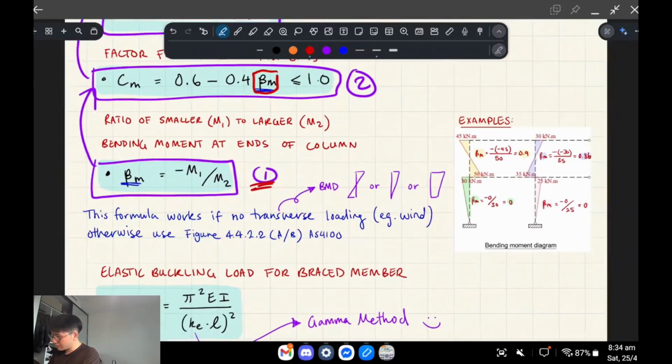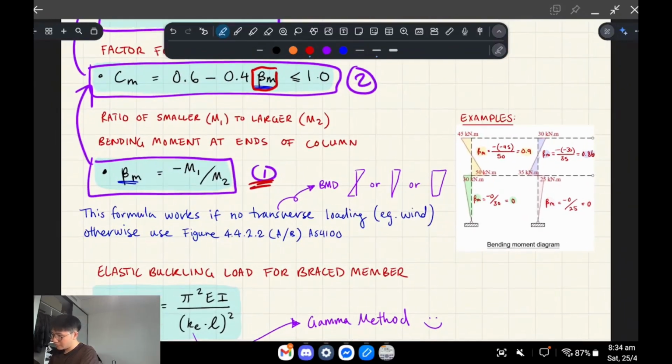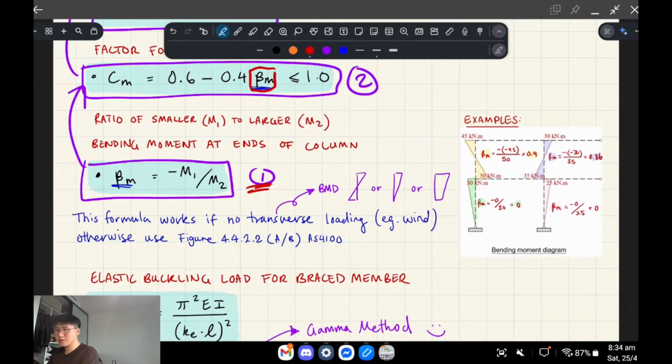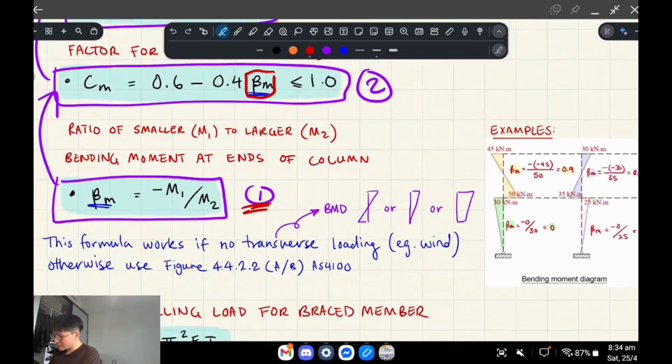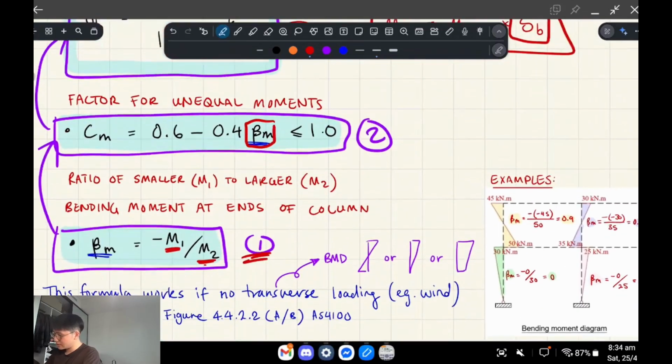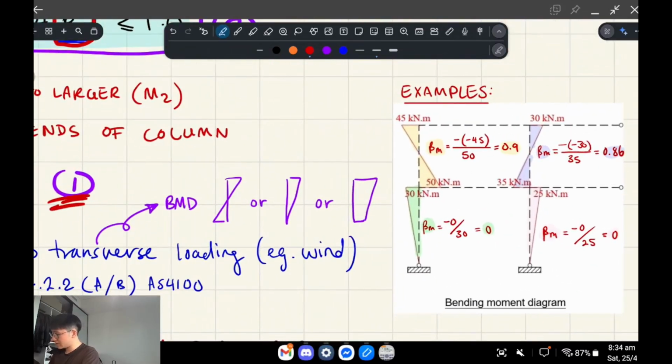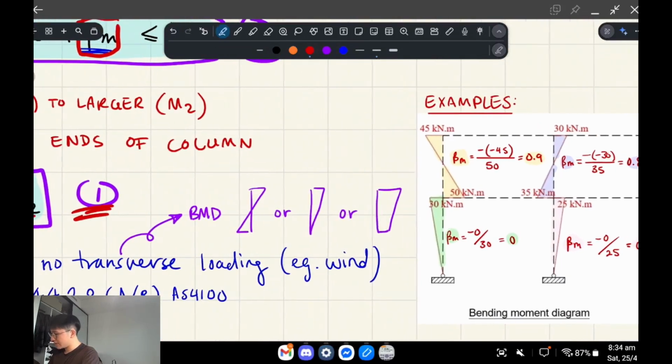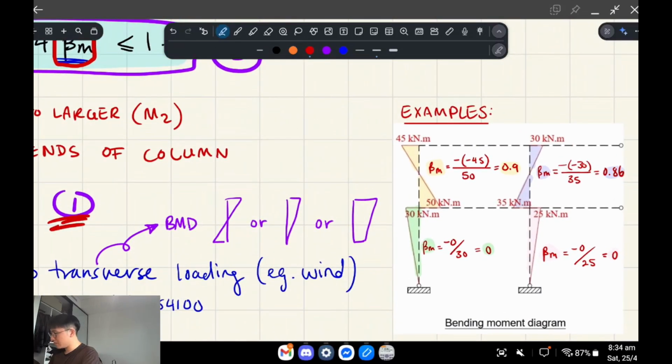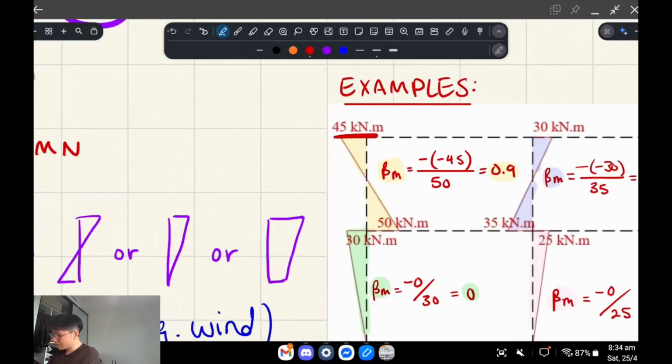For step 1, you're basically taking the ratio of the smaller moment to the larger moment, and you've got this negative factor at the front. These are the bending moments at the ends of the column, right? I'll give you several examples here. This is from the same frame, and we've just mapped the bending moment onto it. Let's go to this top left one. So the smaller moment's 45, and the bigger moment's 50.